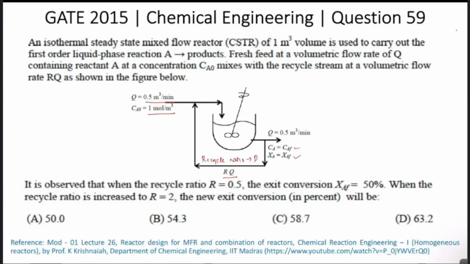And they have said that when the recycle ratio R is equal to 0.5, the exit conversion is 50%. That means this XAF will become 50% for R is equal to 0.5. Then when R will be increased to 2, what will be the exit conversion? That is what they have asked us to find. So let us see how we can proceed for this.